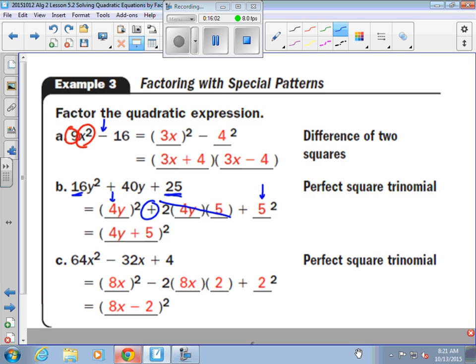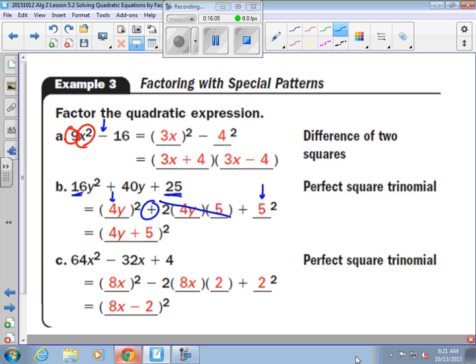And then this one is with minus in between. 64 is a perfect square. What is the square root of 64? 8. X squared is a perfect square. What's the square root of x squared? X. So it's 8x squared. 4 is a perfect square, 2. This is the sign that goes in between them, the one in front of b. So 8x minus, again, notice all of this disappears, 8x minus 2 squared. And again, when we look at these examples in a second, it'll help you to make a little bit better sense.